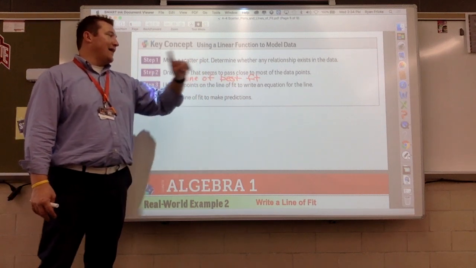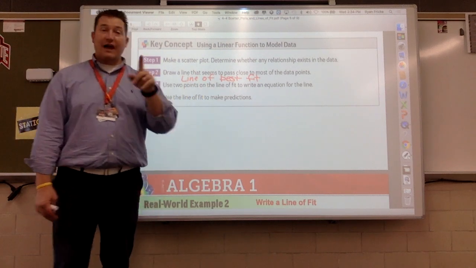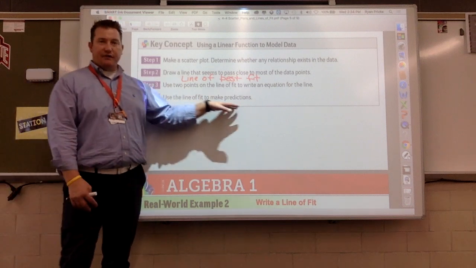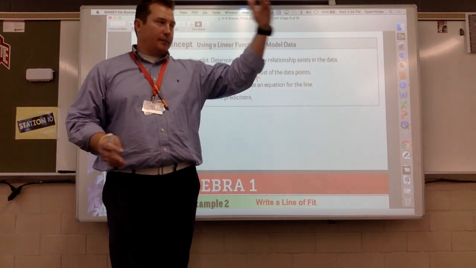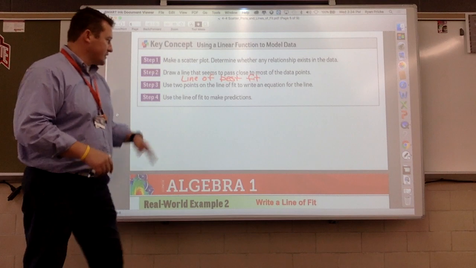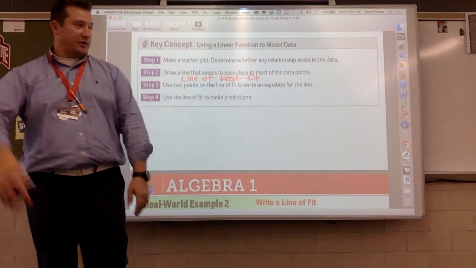Then step 3, we've done step 3 because that's all we've been doing in 4-1, 2, and 3. Use 2 points on that line to write an equation. And then step 4 says use the line to make predictions. We've kind of done this before. Like when we write a function and then we say, now that you figured that out, how much does it cost for 4 lessons? I think that was one of our homework questions. We wrote that function, and then 4 lessons cost this much money.